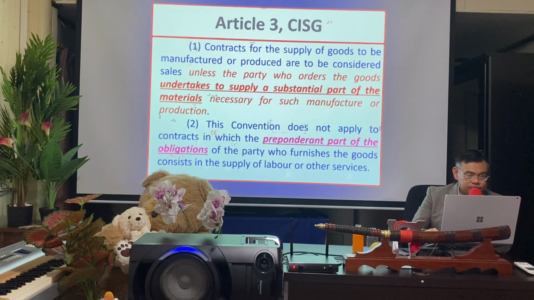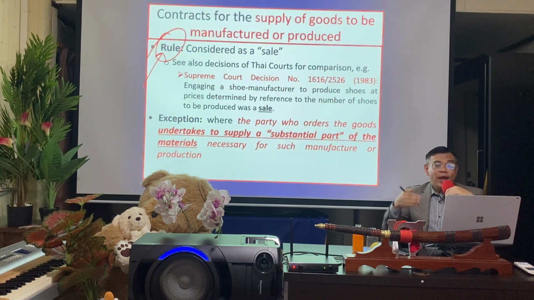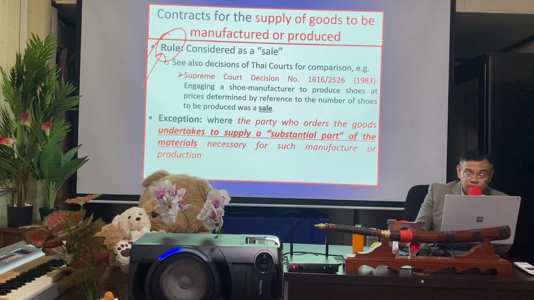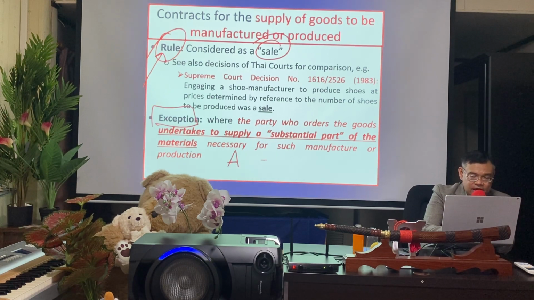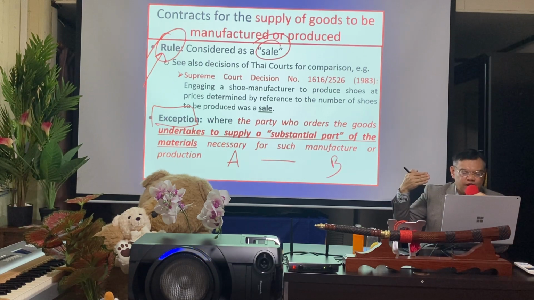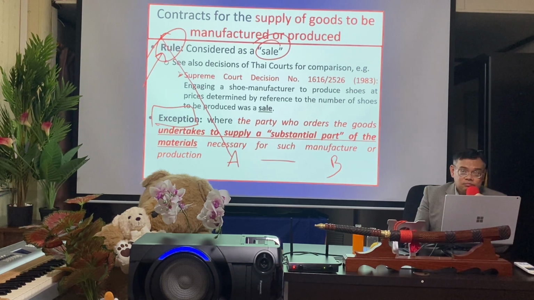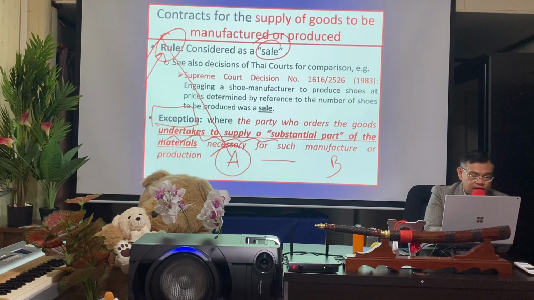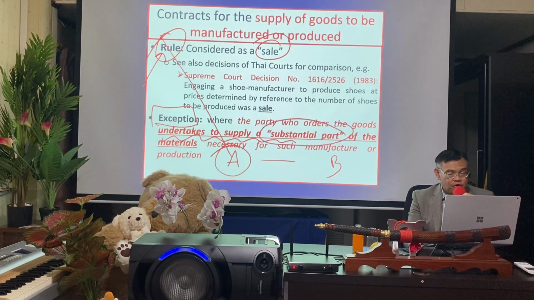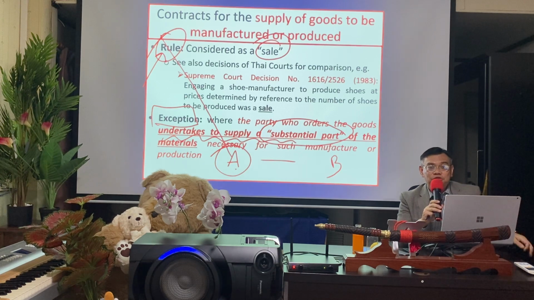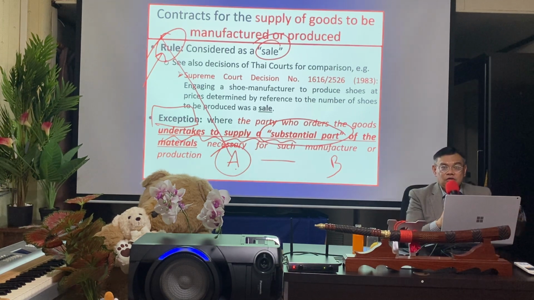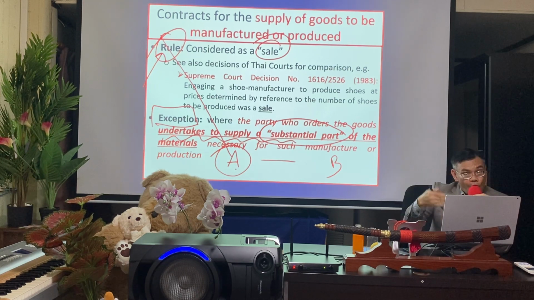But there is the exception. The rule is that it is also a sale when A employs or hires B to produce goods for A. But the exception is this. When A employs B to manufacture the goods for A, the rule is that it's a sale, except that if A undertakes to supply a substantial part of the materials necessary for such manufacture or production, it will not be a sale. A employs B to manufacture, let's say, oil tankers.